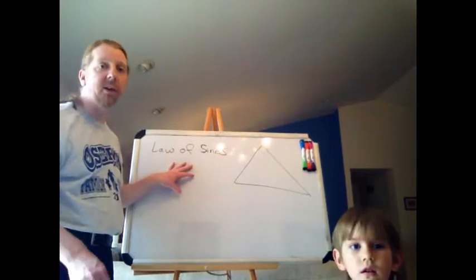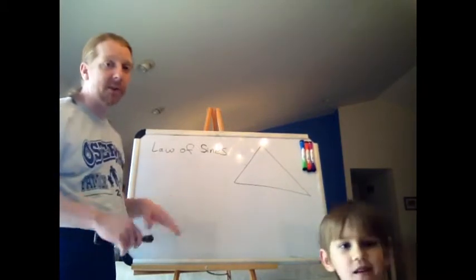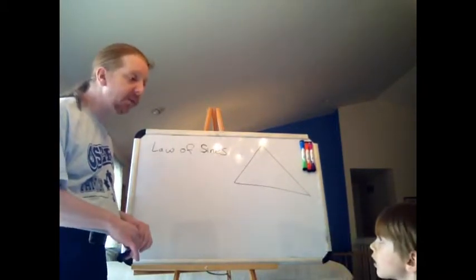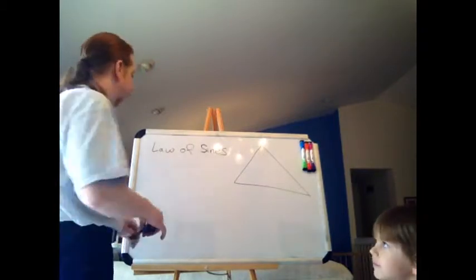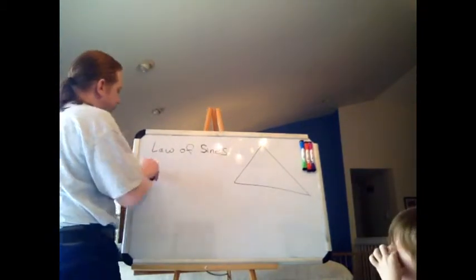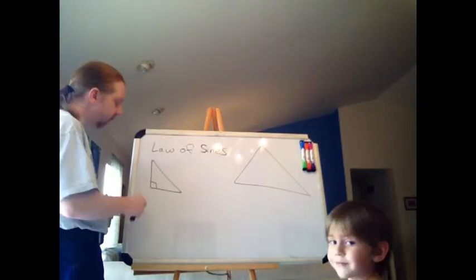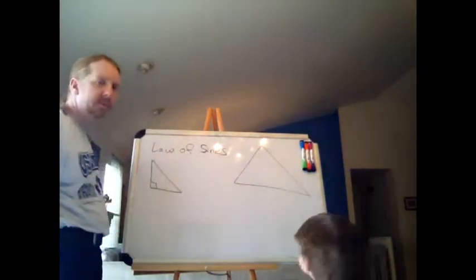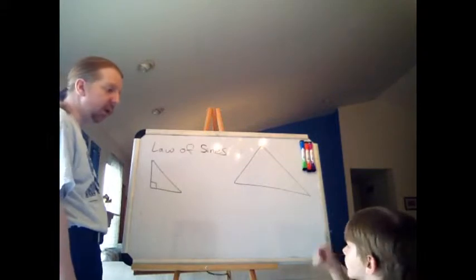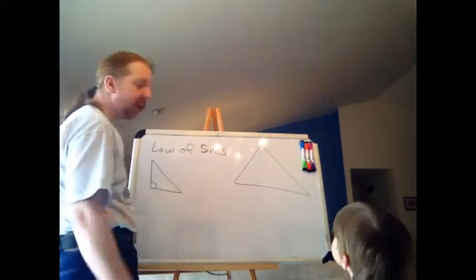Law of sines is what we use when we don't have a right triangle. Do you know what a right triangle is, Xander? Okay, well, a right triangle has a right angle in it. Do you see any boxes over in that triangle? No. Nope, so that's not a right triangle, is it?